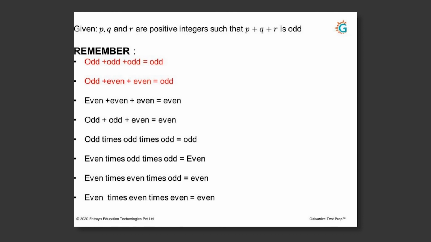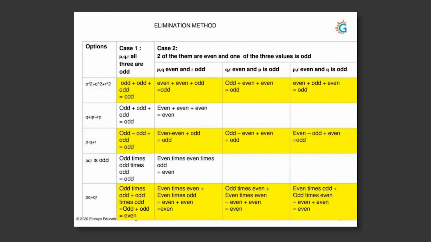PQ plus QR will be odd. If P is odd, QR is even, then PQ plus QR will be odd. Let me go back to that. PQ plus QR, when all the three are odd. Okay, case 1, you are giving me a case where P is odd and QR is even. So P is odd, QR is even. Even if one number is even, PQ is even, right? Neelam, you agree?